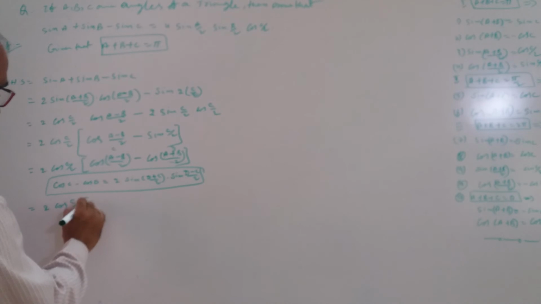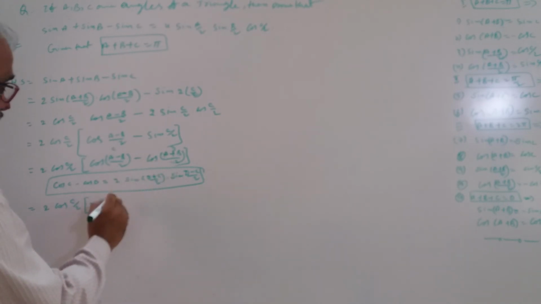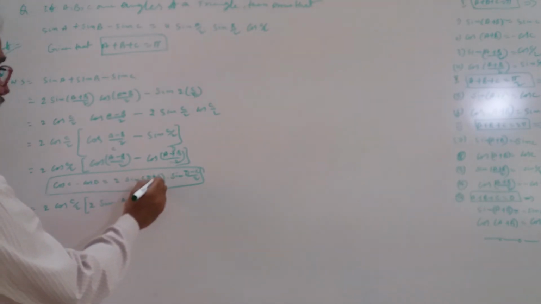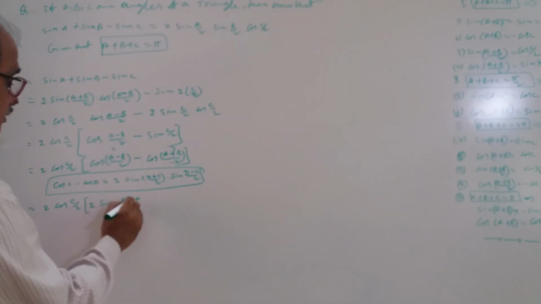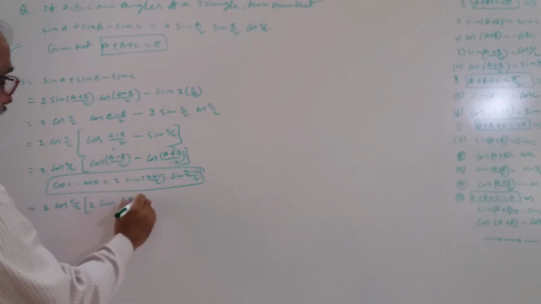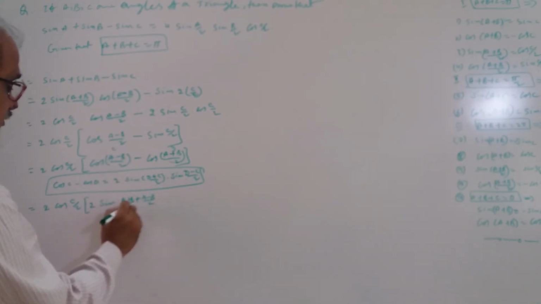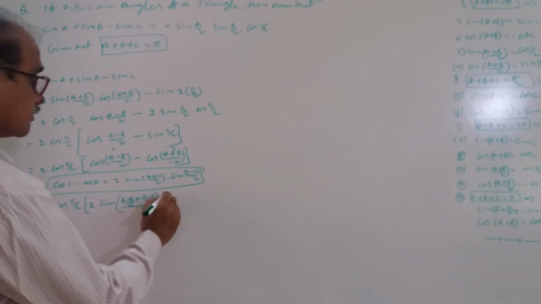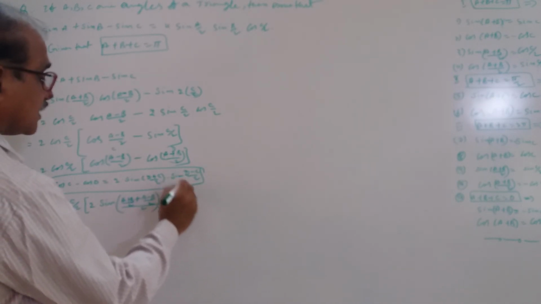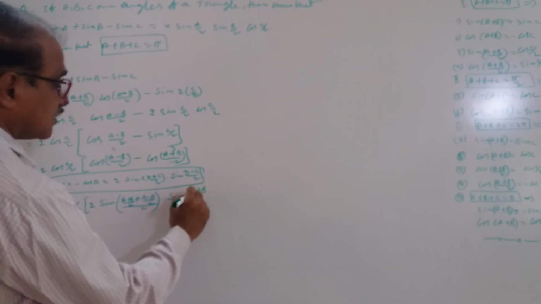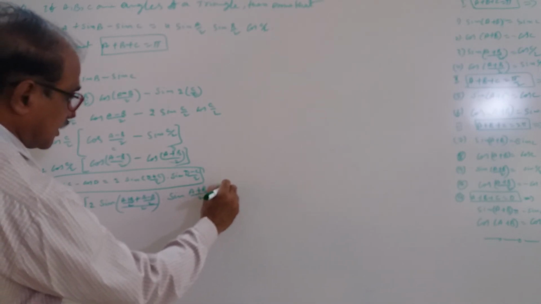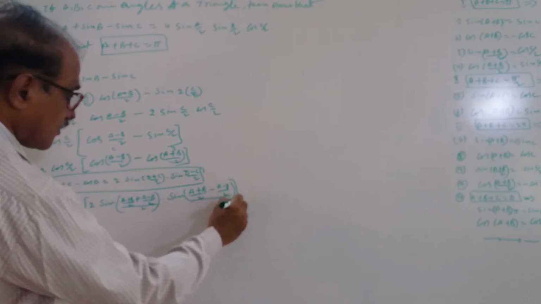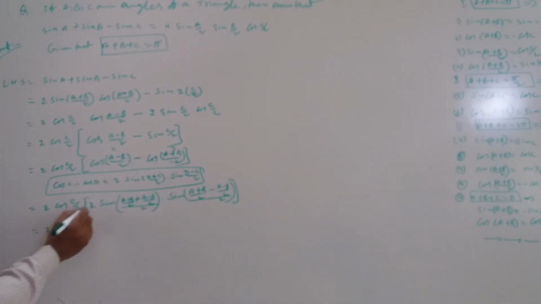2 sin, what is D? A plus B plus C by 2, where C means A minus B by 2, whole divided by 2, into sin (D minus C) by 2: (A plus B) by 2 minus (A minus B) by 2, whole divided by 2. We have to simplify.